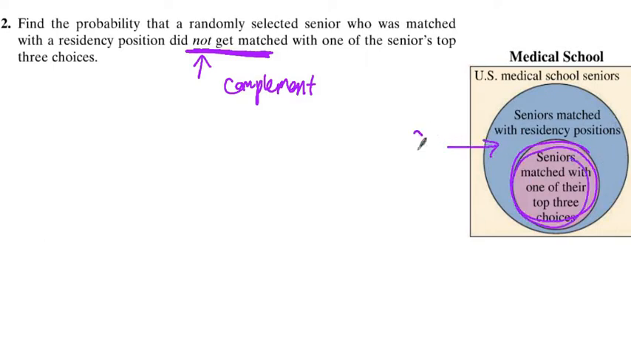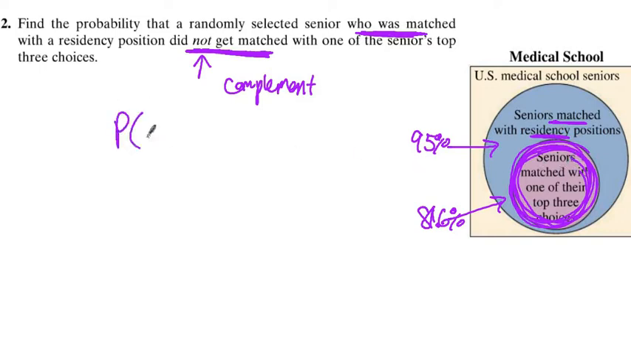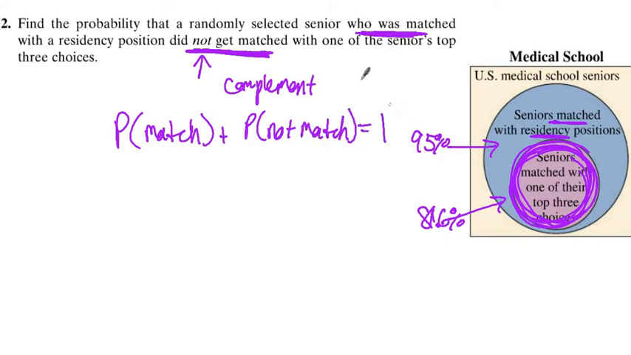And you might remember 95% got matched with residency. This is from the previous page, and 81.6 got matched with one of their top 3. So we know that if we were matched, we're in this little purple part of the circle. We know we're one of these people right here. The question is how many people who got matched, so how many people who are in the blue, did not get matched with one of the top 3? The answer is the probability of getting a match plus the probability of not getting matched. Since those are complements, they have to add up to what? They have to add up to 1.